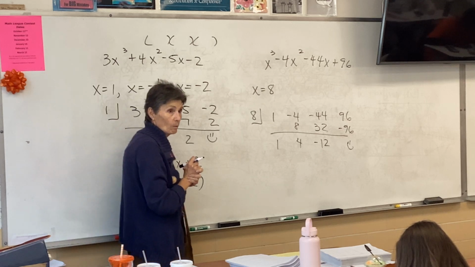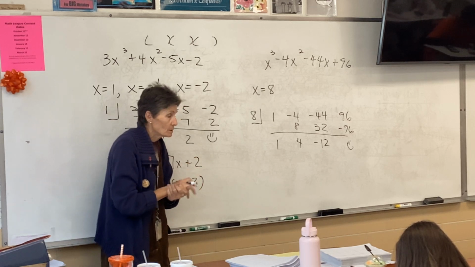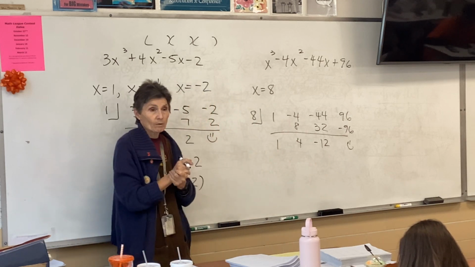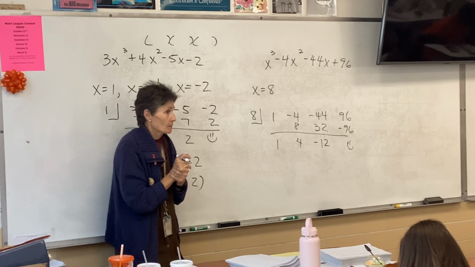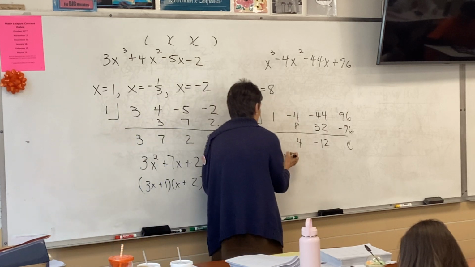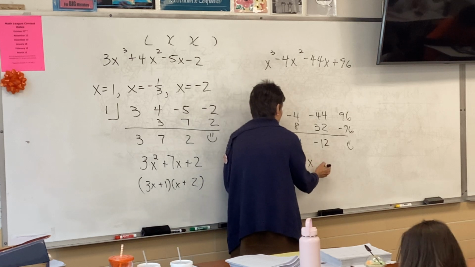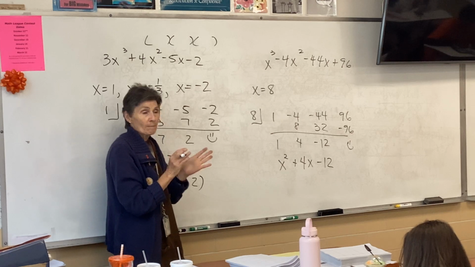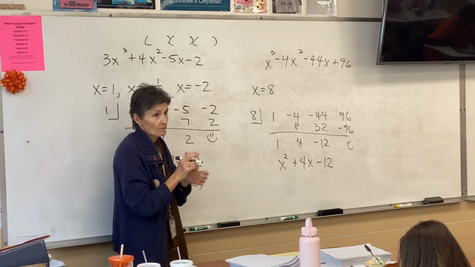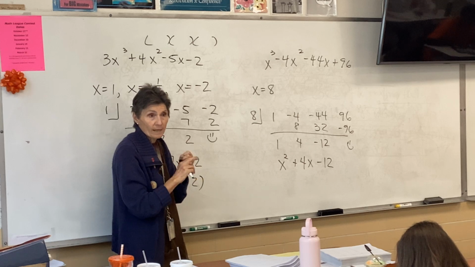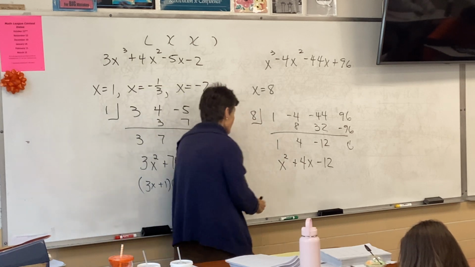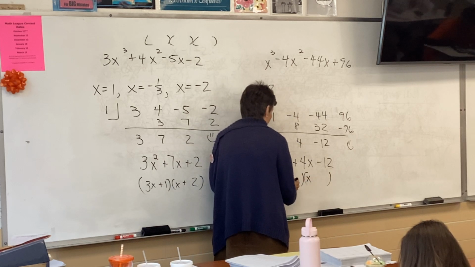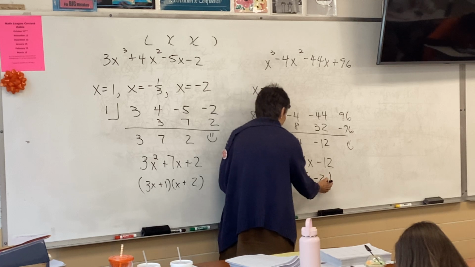Okay? Now where do I go? They told me 8 was a root. I divided it out. I got 0, where do I go from here? X squared plus 4x minus 12. And then somehow you're going to solve that, either by factoring it or using the quadratic formula. Does this factor? Yes. X plus 6, x minus 2.